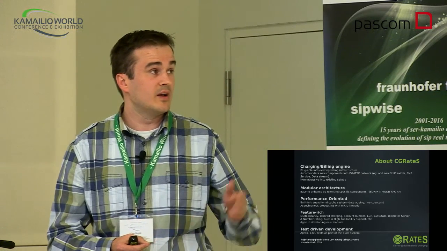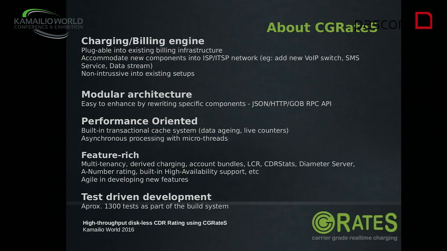We have a modular architecture. It's easy to enhance it by rewriting specific components, so if you don't need all of them, or you want different logic, you can simply take some of the components and replace them with your own, because we use APIs for everything we do. We already support a large number of transports. We do JSON, we do HTTP, various combinations, JSON over HTTP, JSON over WebSockets, and some Golang-specific GOB serialization.